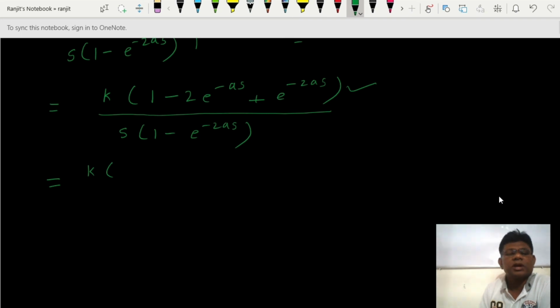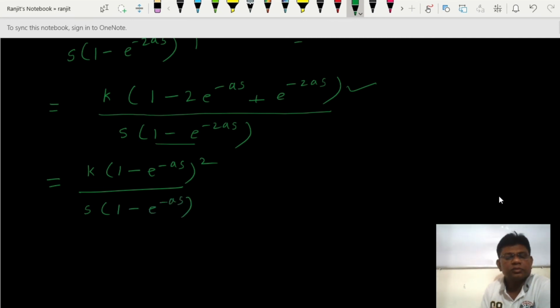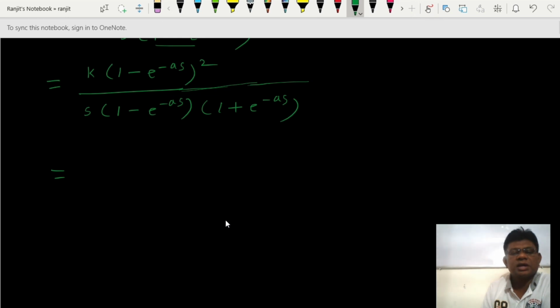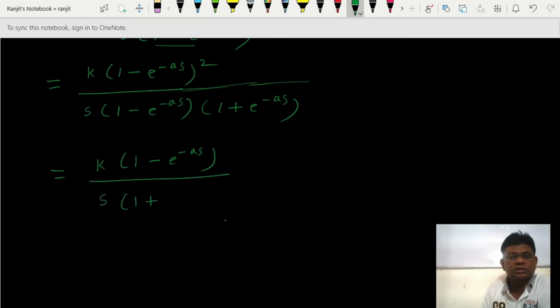Now this bracket is of the form a square minus 2ab plus b square, which means a minus b whole square. Here a is 1 and b is e to the power minus as, upon s times, again this term in the form of a square minus b square, the answer is a minus b, means 1 minus e to the power minus as, times a plus b, 1 plus e to the power minus as. 1 minus e to the power minus as gets cancelled from the numerator and denominator. The answer is k times 1 minus e to the power minus as upon s times 1 plus e to the power minus as.